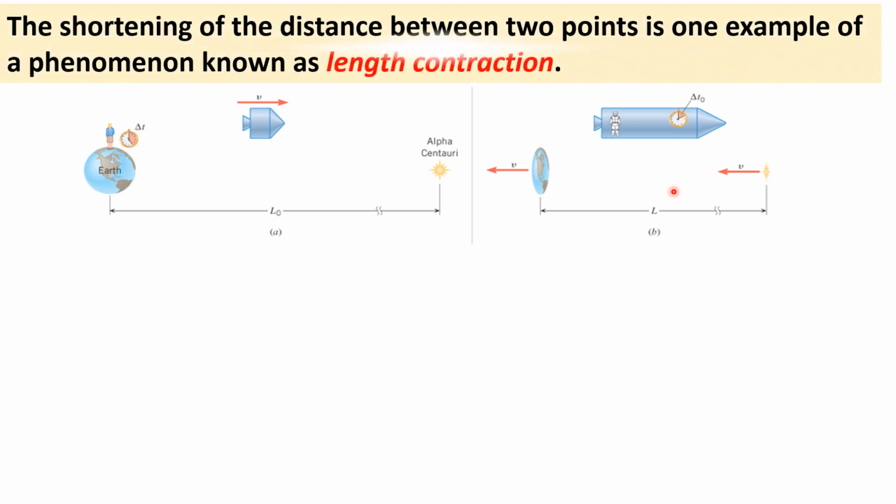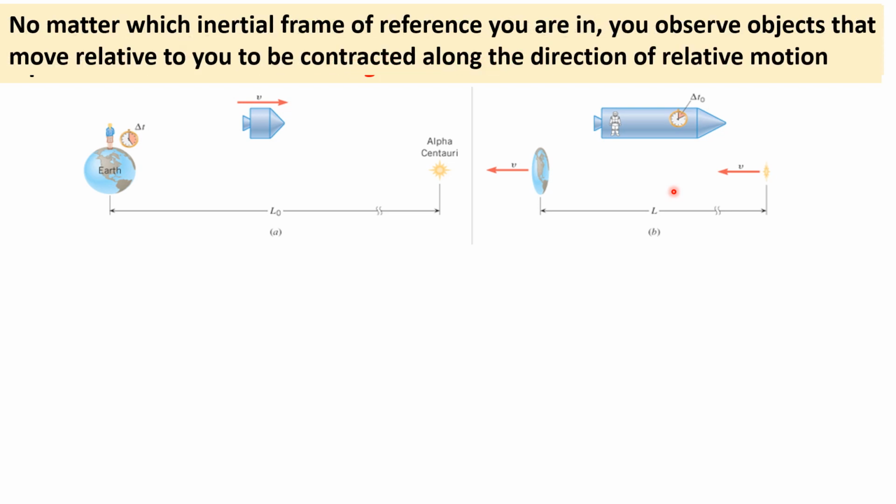And the shortening of the distance between 2 points is just one example of a phenomenon known as length contraction. We say that no matter which inertial frame of reference you are in, you observe objects that move relative to you to be contracted along the direction of relative motion.